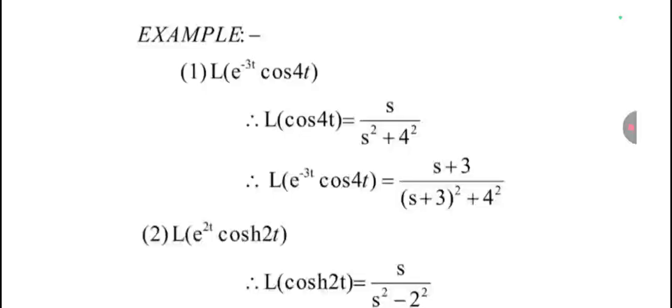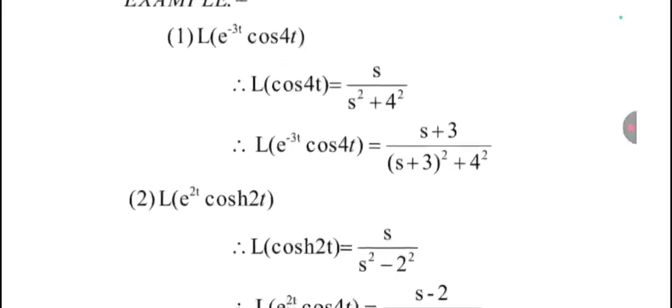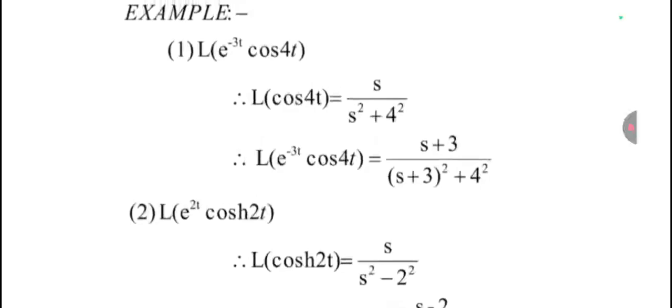Now take the Laplace transform of cos 4t. L of cos 4t equals, what is the formula for this one? s by s square plus a square. Here a is nothing but 4, so replace it. So L of cos 4t equals s by s square plus 4 square. Finally you replace s by s plus 3. So that's our result: L of e power minus 3t into cos 4t equals s plus 3 divided by s plus 3 the whole square plus 4 square.